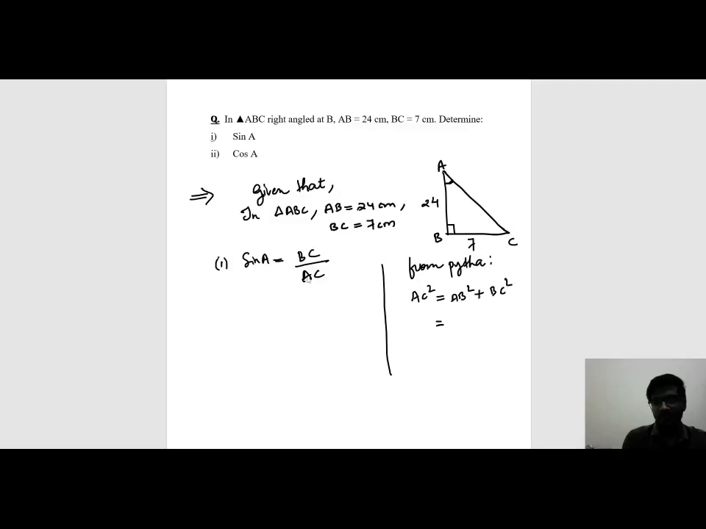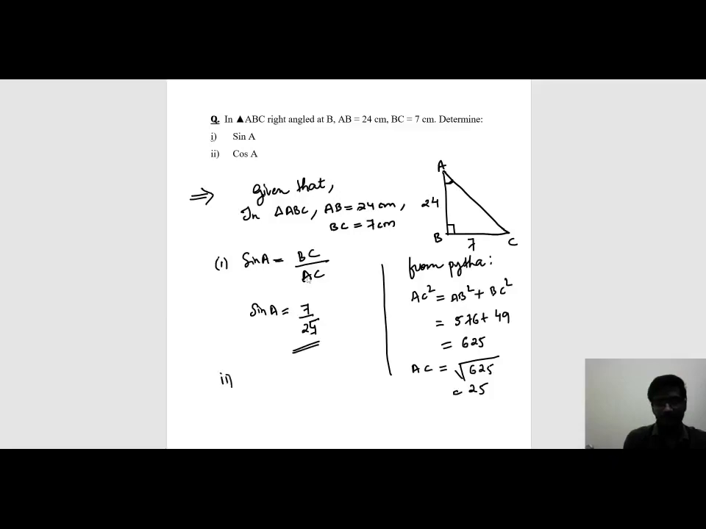What is AB square? AB is 24, so AB square will be equal to 576 plus BC. BC is 7, so BC square will be equal to 49. Therefore, what will be AC square? AC square will be equal to 625. Hence, AC will be equal to root of 625. What is that? That is 25. Therefore, substitute that value here. We'll get sin A is equal to BC. What is BC? BC is 7 divided by AC is 25.